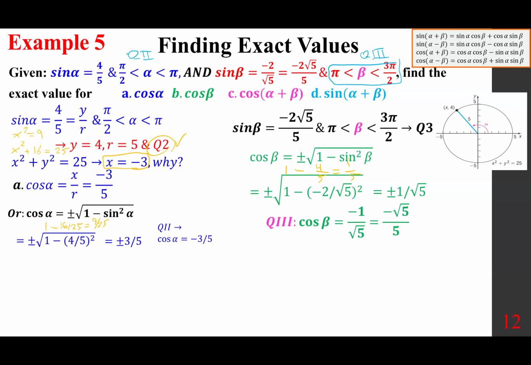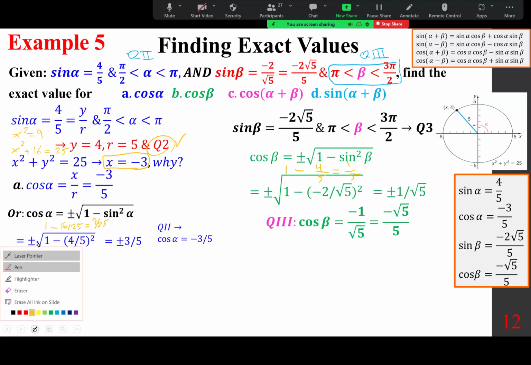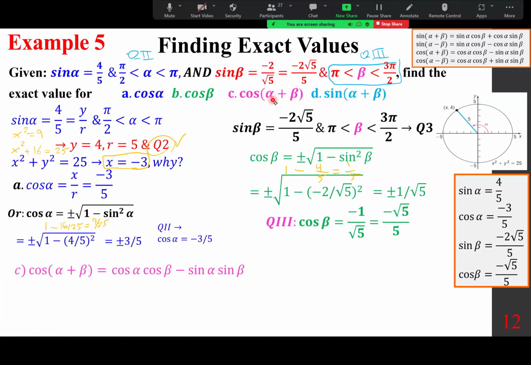Now we are ready to move on. So we have sine alpha, cosine alpha, sine beta, cosine beta. We found those four, and now we're going to go with the formula for cosine of alpha plus beta, which is cosine alpha cosine beta minus sine alpha sine beta. So just plug in. That's why I put it in a table, so it makes it easy instead of looking for it here and here. This table is a nice summary.